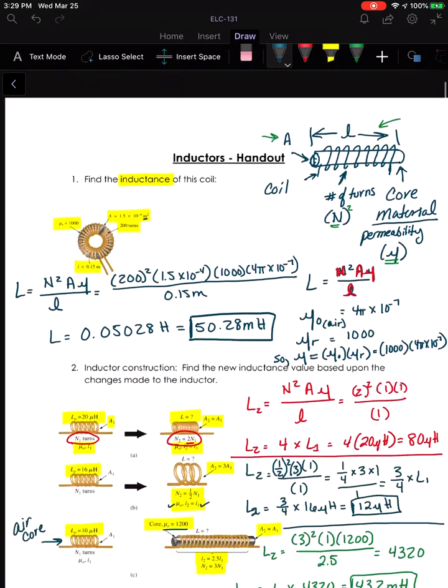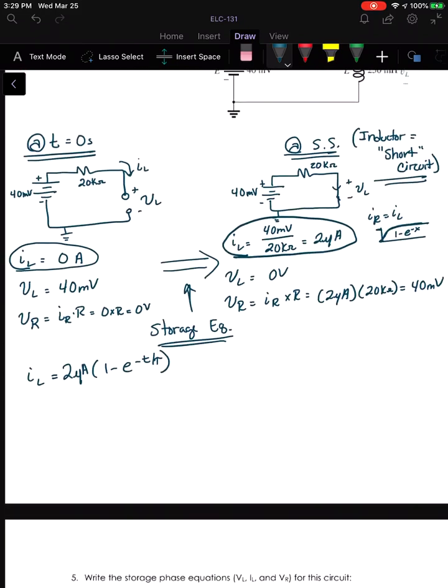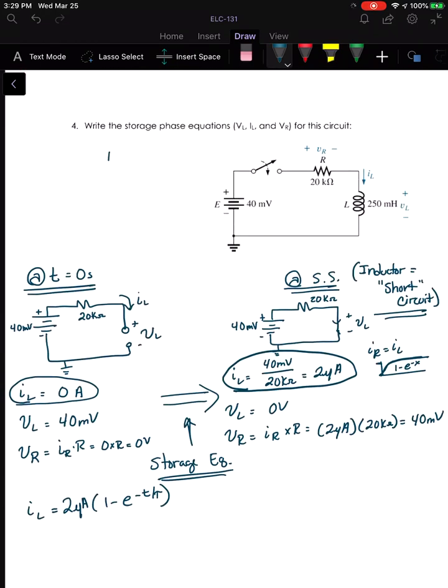Okay, let's back up and find our tau. So tau in this case is L over R. We've got 250 millihenries divided by 20 k ohms of resistance. So that means our tau is 12.5 microseconds. Now that's not the time it takes to get through the entire storage phase, okay?